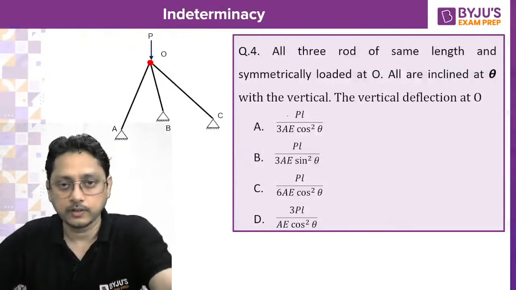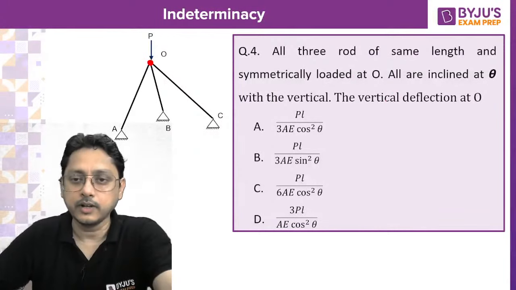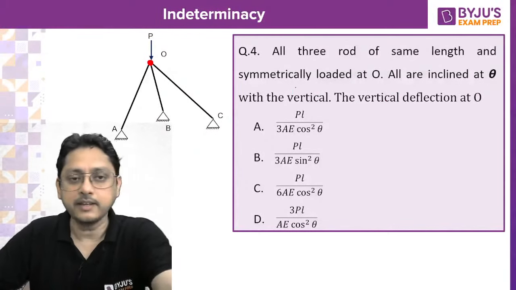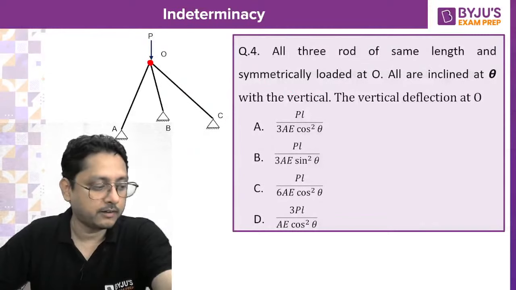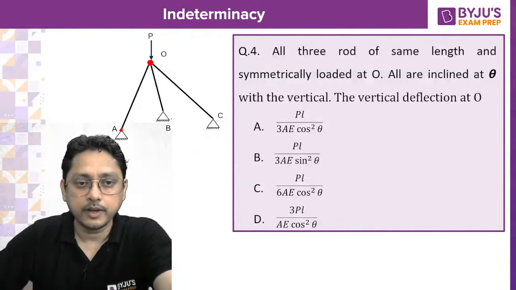Now can you solve this one? All three rods are of the same length and symmetrically loaded at O, all inclined at theta with the vertical. Find the deflection at O. Once again here you can apply your Castigliano. Can you do that? You can simply apply Castigliano for this type of problem.